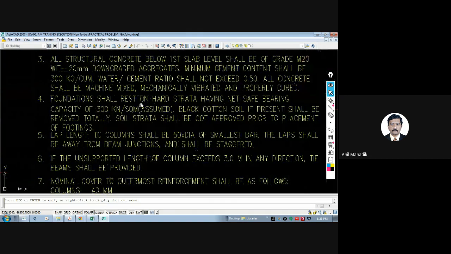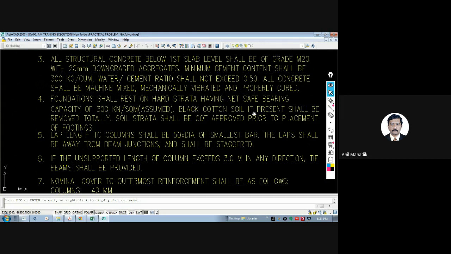And foundation shall rest on hard strata, having net SBC as 300 kilonewton per square meter. So either you get this value from the geotechnical report, or you can assume this, but you take the responsibility once you assume this SBC. And it should rest on hard strata. So the hard strata, once you excavate the footing, then you can get that idea. Where is the hard strata?